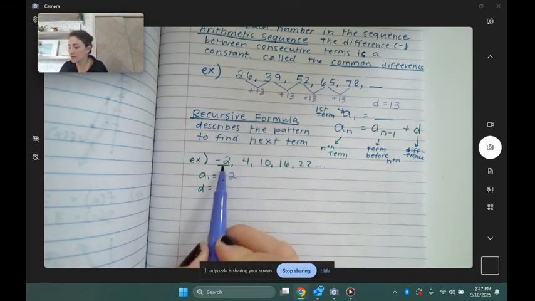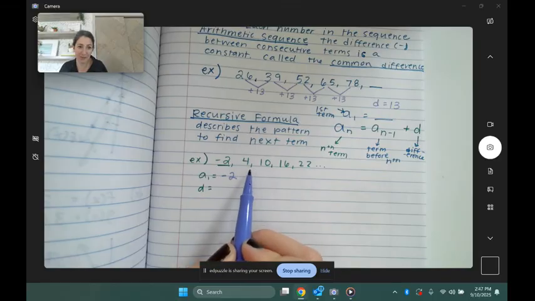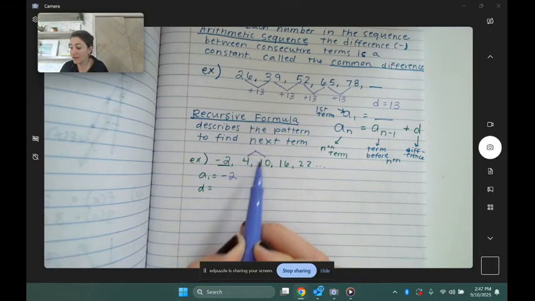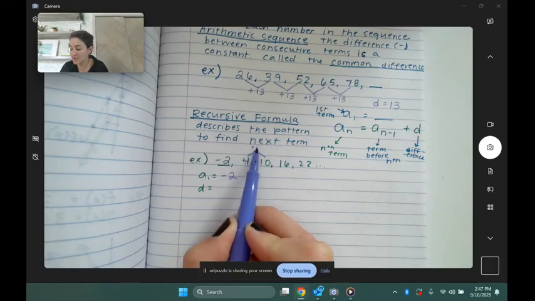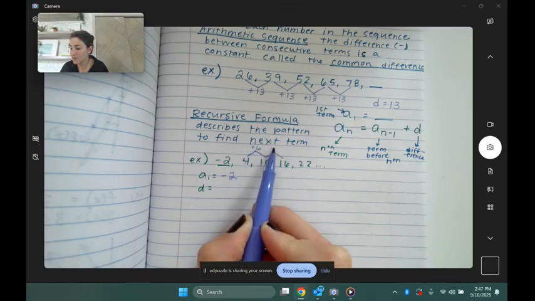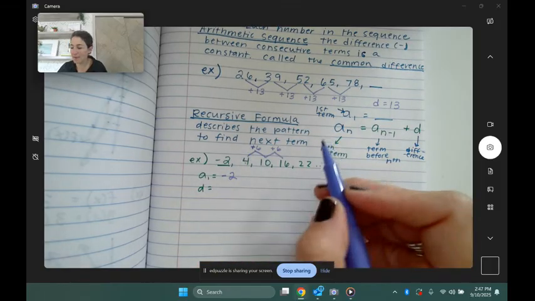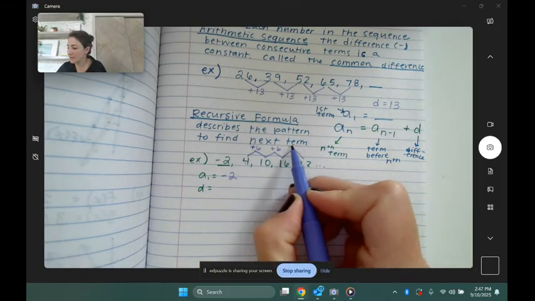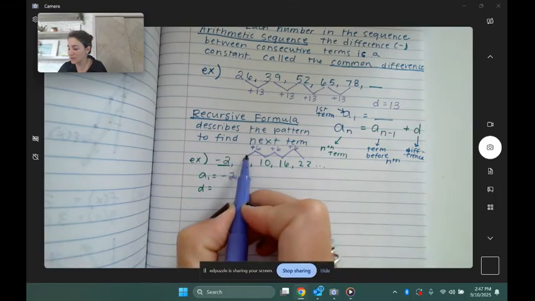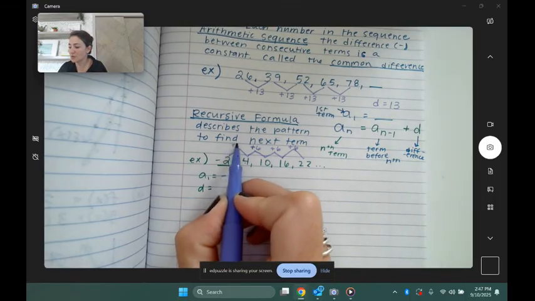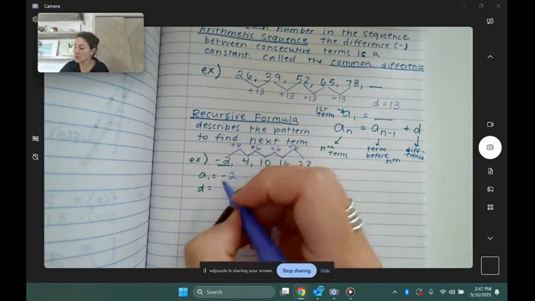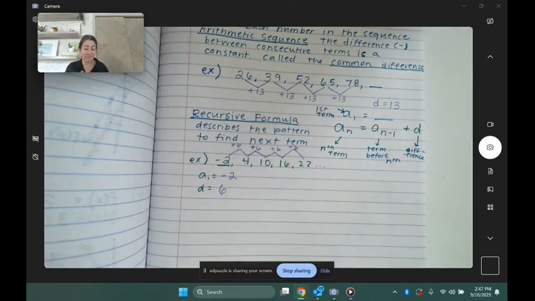you can start at the very beginning, or you can really go anywhere. I know that a difference between 4 and 10 is 6. Between 10 and 16 is +6. Now I'm seeing a pattern. 16 plus 6 is 22. And -2 plus 6 is 4. So the difference is 6. And this is all you need to write that recursive formula.